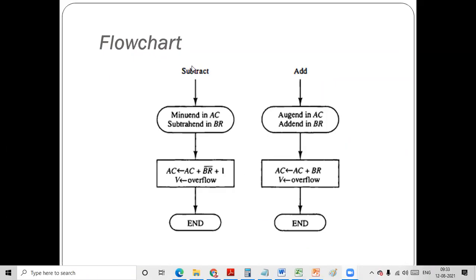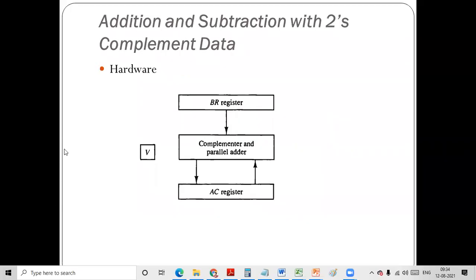In the subtraction case, we call the terms minuend and subtrahend. The minuend is in the accumulator and the subtrahend is in the BR register. We have to complement the BR register and then add it to the accumulator, since our operation is subtraction. You have to perform A minus B. Minus B is obtained using the complementer, which gives us the 2's complement of B, and that is added to AC. The extra bit is available in V, and the algorithm finishes. So this is the algorithm for addition and subtraction with 2's complement data.